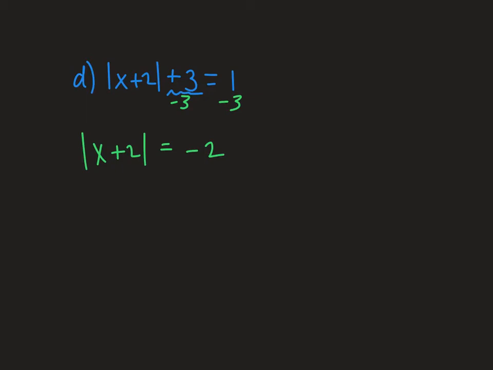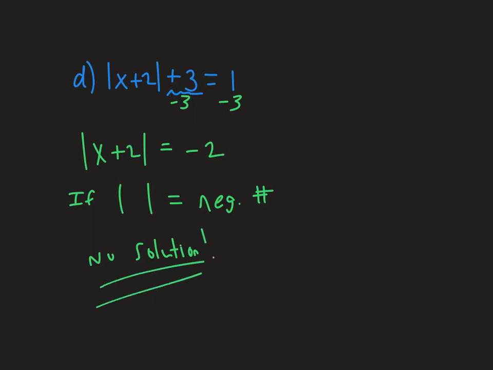Remember, absolute value measures a distance, right? Can the distance be negative? No. Okay, it cannot happen. So if you get an absolute value of anything equaling any negative number, like in this case, that means there is no solution to this problem. Okay, it's not possible to happen. Because again, we had absolute value by itself and we had a negative number.